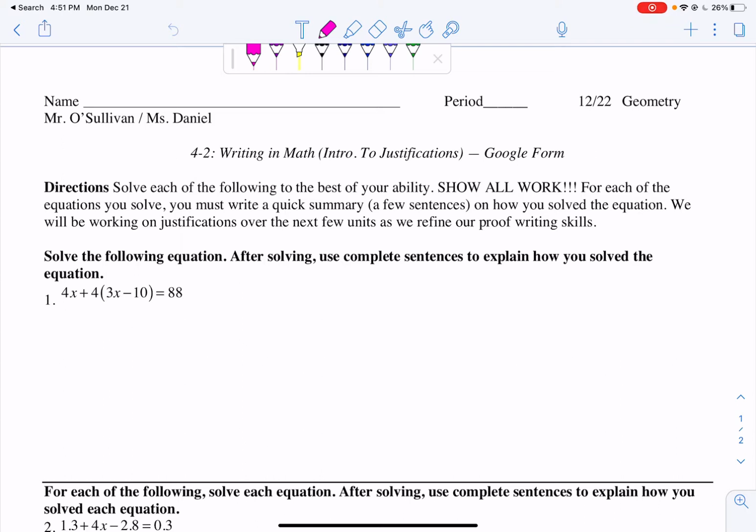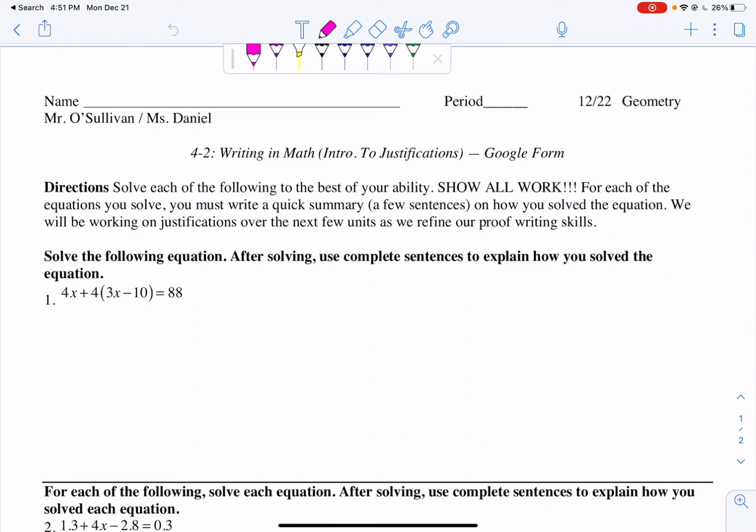So what we're going to be doing today is learning how to write in math and sort of introduce ourselves to justifying our work. This assignment is going to be done on a Google form. We are doing this first question together in class on Zoom, or you'll be watching on YouTube, and you're going to see exactly what's expected.